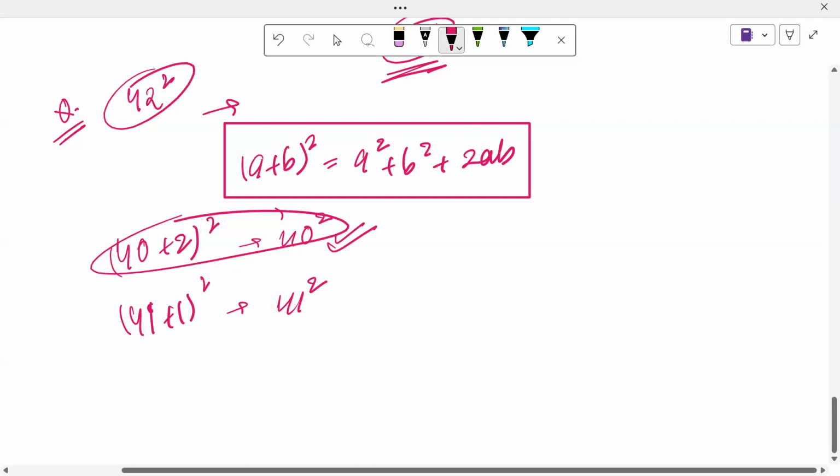Ma'am, so now in that 2AB, we have to do 2 into 40. Yeah, you will write 2 into 40 into 2 because it's 2AB. So 2 into 40, and B is 2. So 2 into 40 into 2.